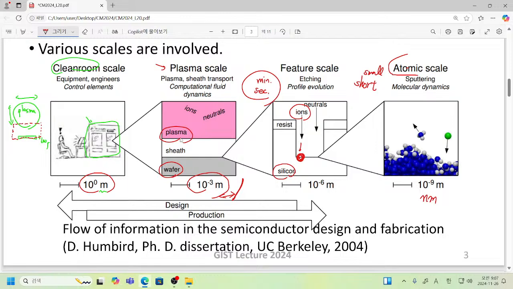So usually the atomic scale is just used for a reduced small system, and from this small system we get some information, and that information is transferred to the feature scale simulation. How frequently a reaction occurs is obtained from atomistic simulation, and that is used for our usual feature scale simulations.